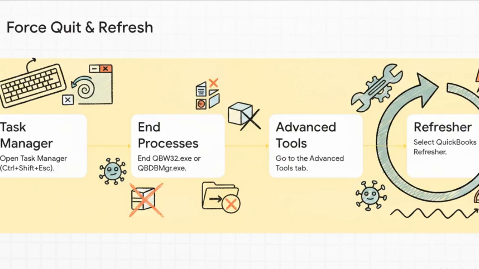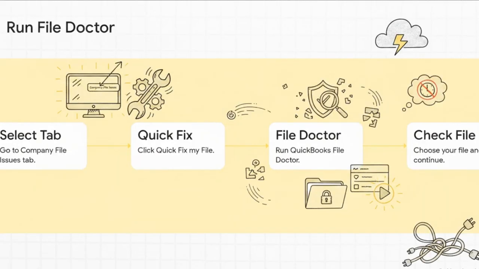Step 3. Go back into the Tool Hub and click the Advanced Tools tab. And finally, Step 4. Select QuickBooks Refresher. This forcefully terminates those hidden background services that the standard fixes might miss. Let's see how this builds, because once those stubborn background tasks are finally cleared out, here is the proper chronological sequence to run the File Doctor smoothly.